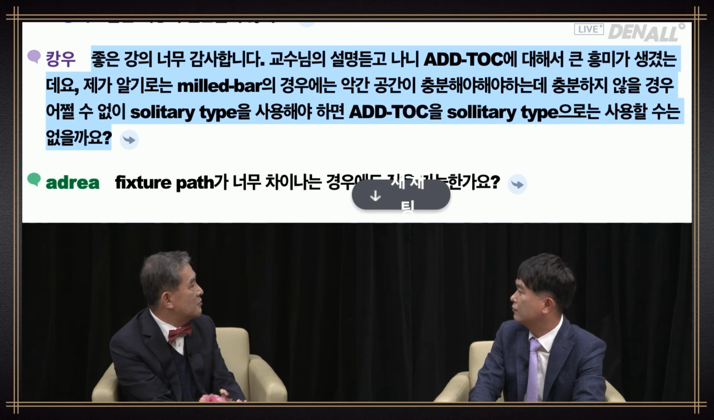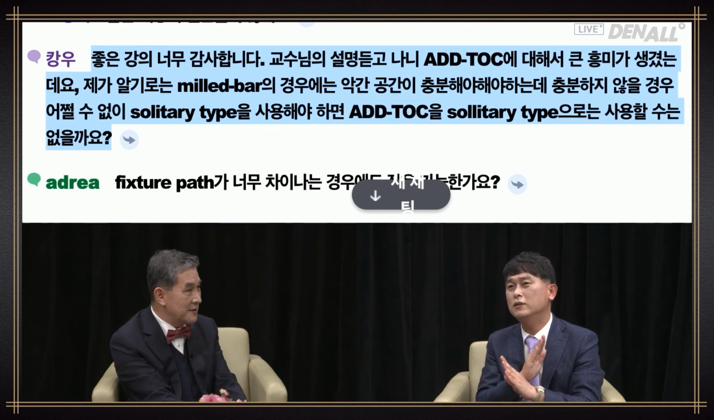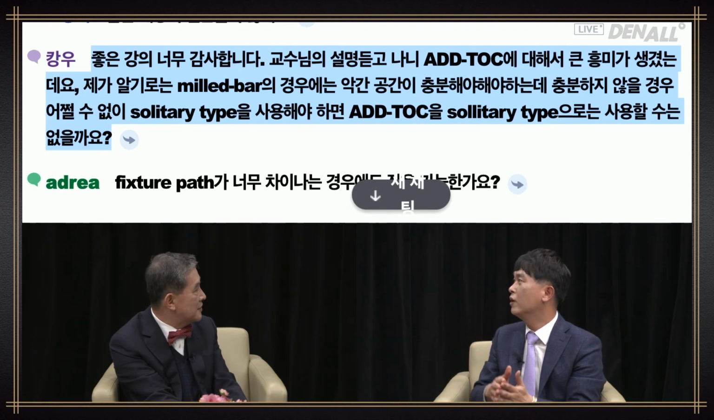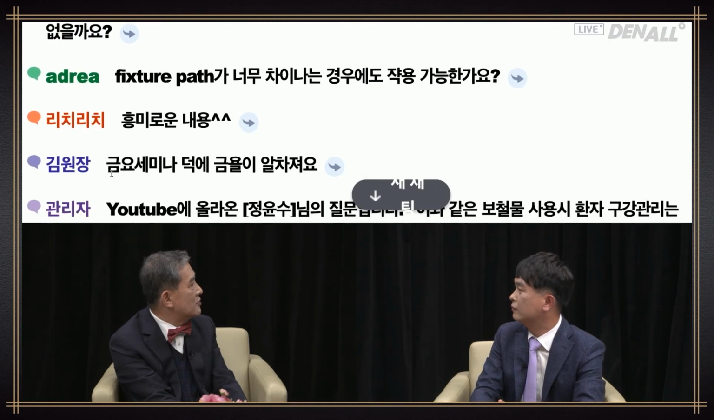Because AdTalk itself is developed for bars, it should be used only for the denture that is not moving. You can use a locator here. Can I use it when implant paths are all different? Yes, you can. It's a very good question.